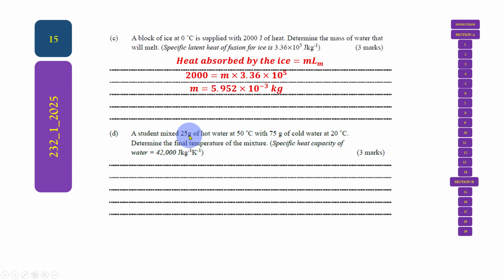D. A student mixed 25 grams of hot water at 50 degrees Celsius with 75 grams of cold water at 20 degrees Celsius. Determine the final temperature of the mixture. Okay, this is the method of mixtures. So the water at 50 degrees Celsius will lose heat to the water at 20 degrees Celsius, and the quantity of heat lost by hot water is equal to the quantity of heat gained by cold water when we assume that no heat is lost to the surrounding.